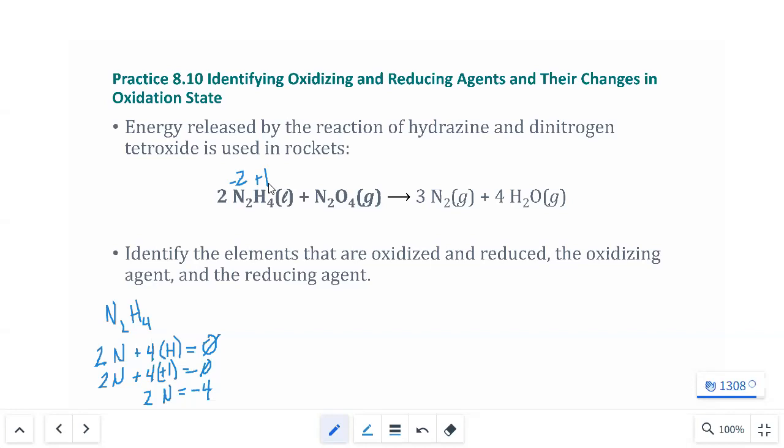Remember, when we're assigning oxidation numbers, they are being assigned on a per atom basis. So the total charge was positive 4 for hydrogen and negative 4 for nitrogen, but each atom carried a fraction of that total charge, depending upon how many there were. So 4 positive charge divided by 4 meant that it was a 1 positive on each hydrogen. 4 negative charge divided by 2 meant that it was a 2 negative charge on the nitrogen. That's the process that we have to keep in mind.